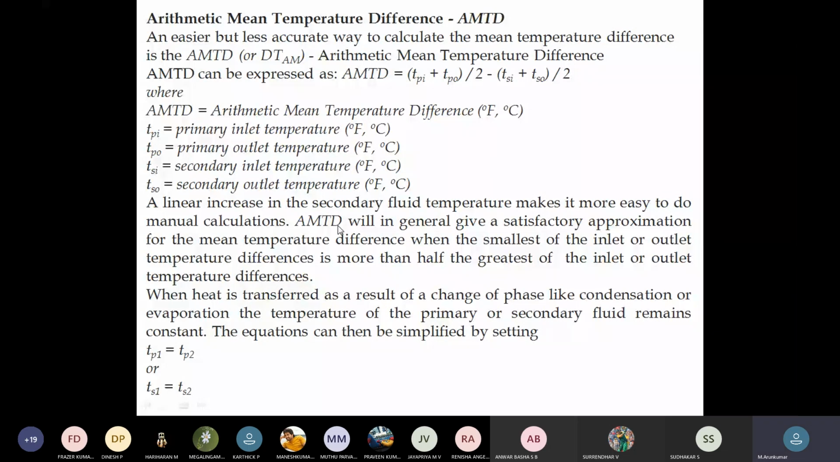When heat is transferred as the result of a change of phase, like condensation or evaporation, we can't use this AMTD. The equation can be simplified by setting TP1 equal to TP2 or TS1 equal to TS2. Here TP stands for hot fluid and TS stands for cold fluid.